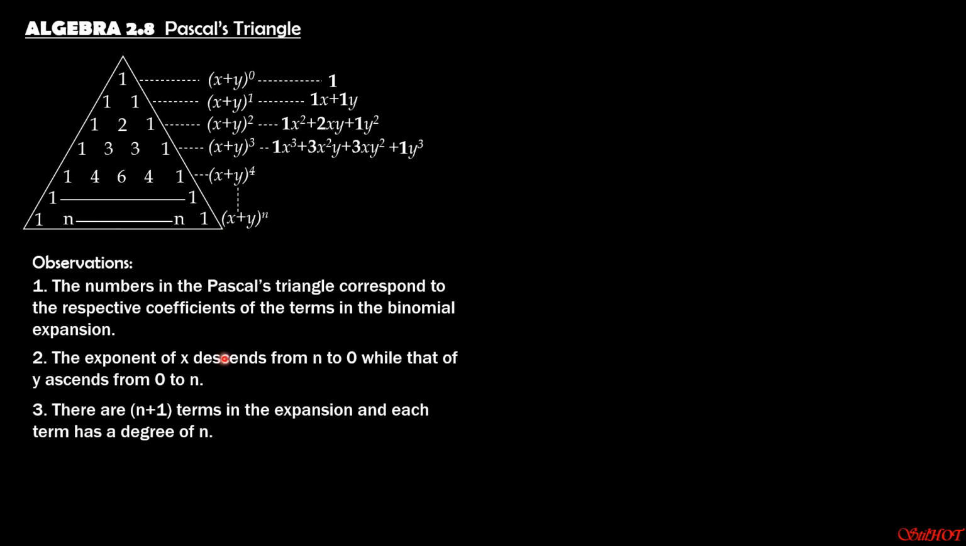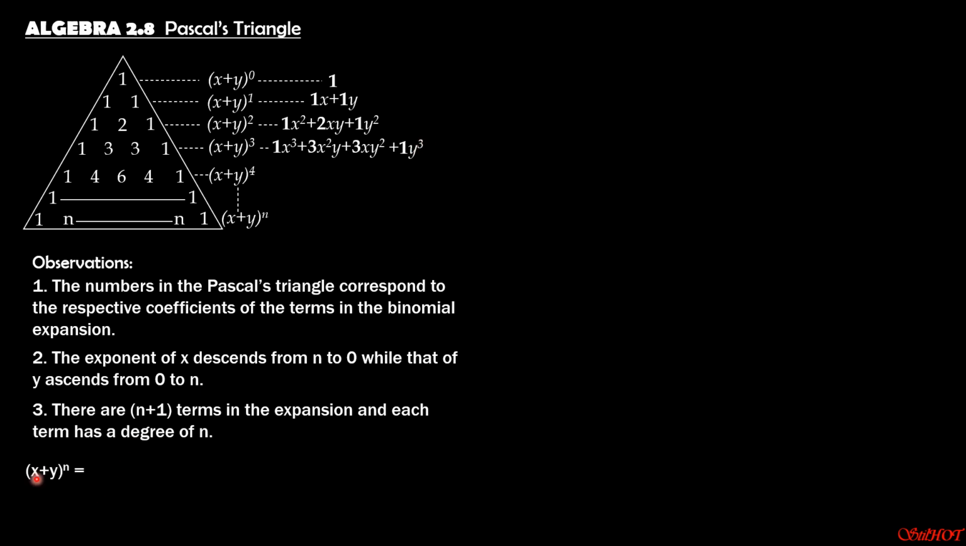And notice that the degree of each term is equal to n. So for instance, we have (x plus y) cubed. The degree of this term is 3. The degree of this term is 3. x squared, 2 plus 1. The degree of this term is also 3. 1 plus 2. The degree of this term is also 3. You have y cubed.